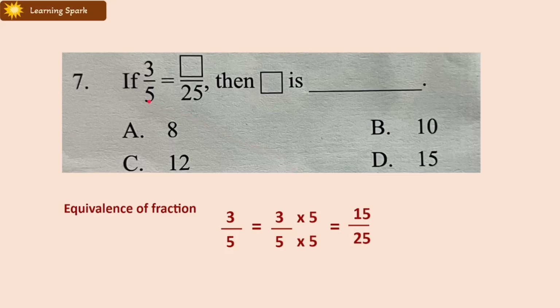We can see that the denominator becomes 25. So how does 5 become 25? 5 can become 25 if you multiply it by 5, right? 5 into 5 equals 25, and by the same number you have to multiply the numerator so that the fraction remains the same. So you have to multiply the numerator also by 5. So 3 5s are 15, right? And here the answer will be 15. So this will be our answer.